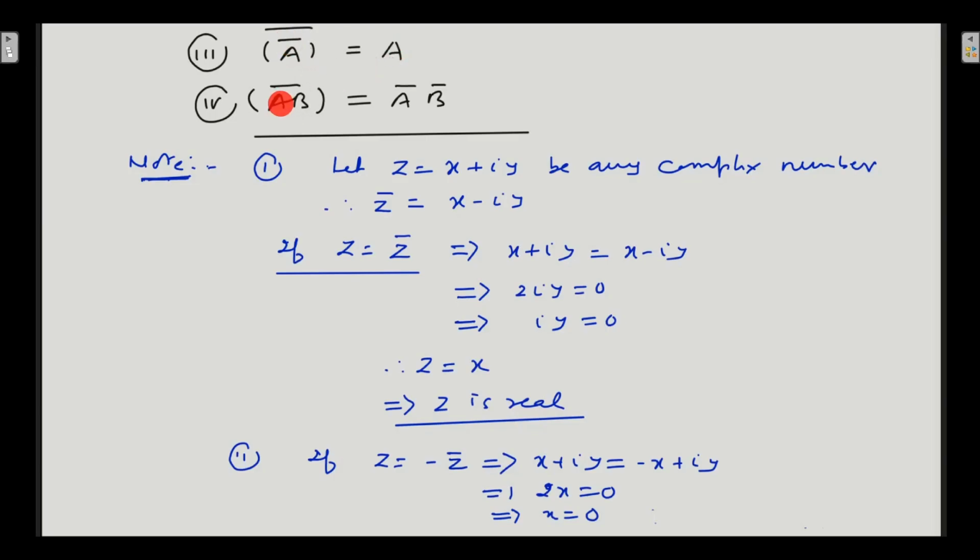Then AB complete conjugate will be equal to A conjugate multiplied by B conjugate. So this was all about these properties.